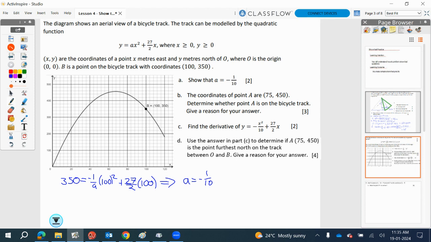So this equation will solve and produce the answer that we're looking for. We don't put the answer in. You can't put the 100 in and show that it produces 350, because you're assuming it's true. You can't put the minus 1 over 10 here and then the 100 in and show that 350 comes out, because you're putting the A in. You have to get the A out to show that question.